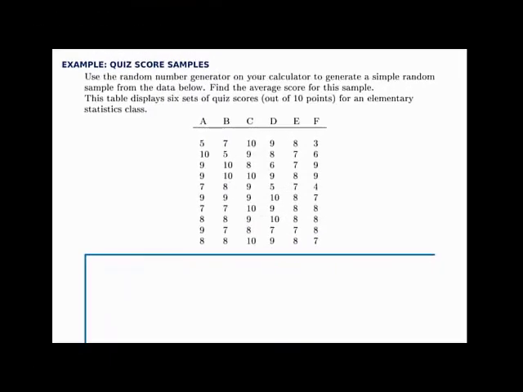In this example, we'll see how to select a simple random sample from a population. The population we're given is a set of 6 quiz scores, and there are 10 students.